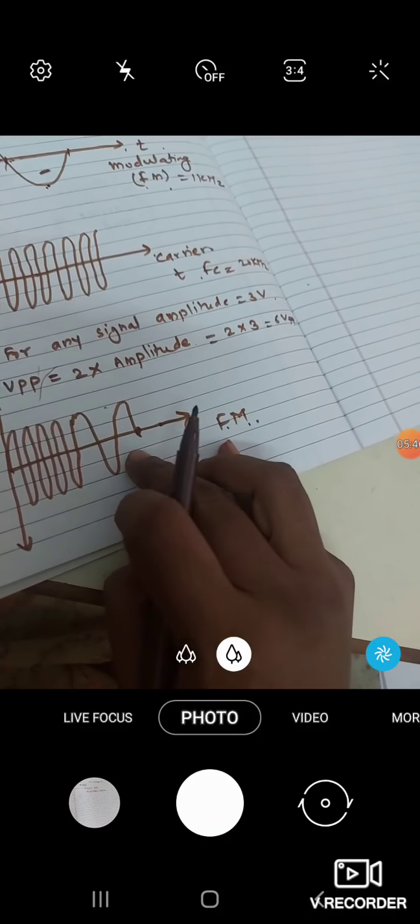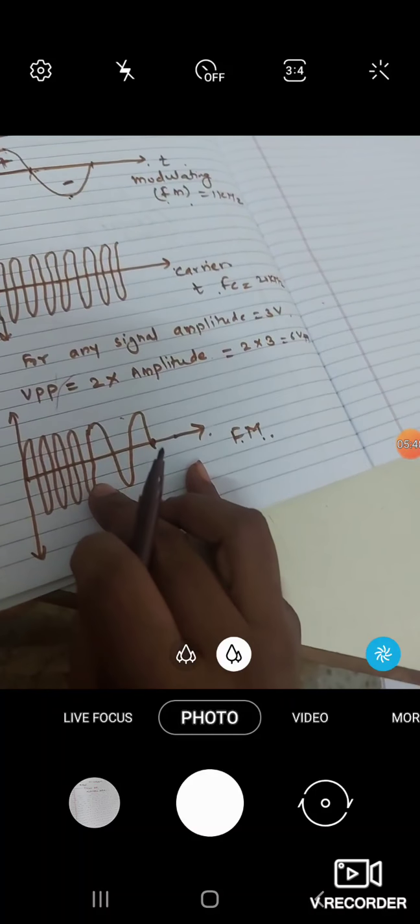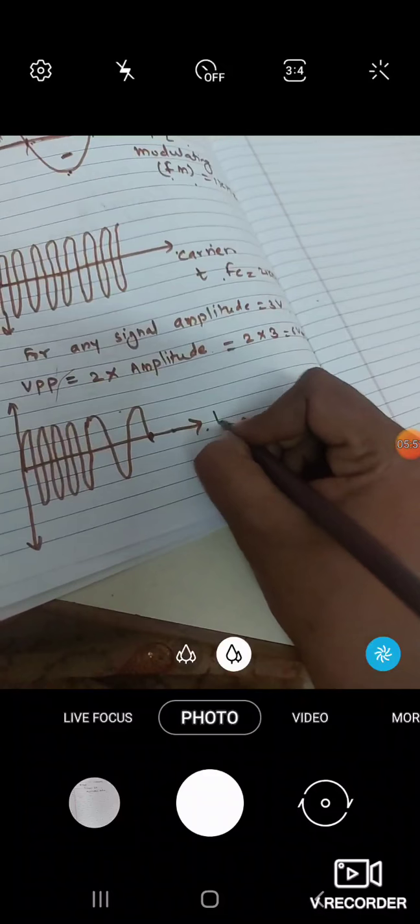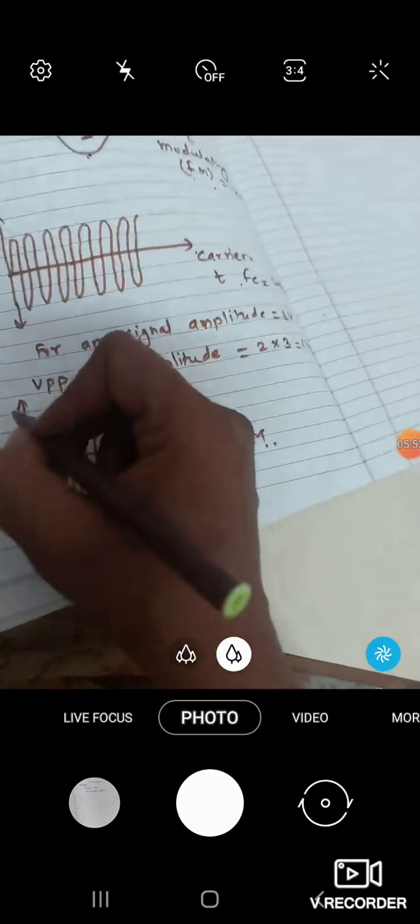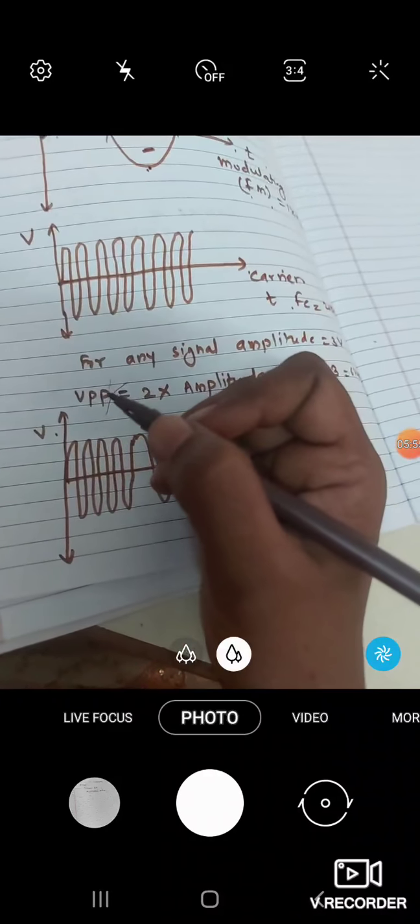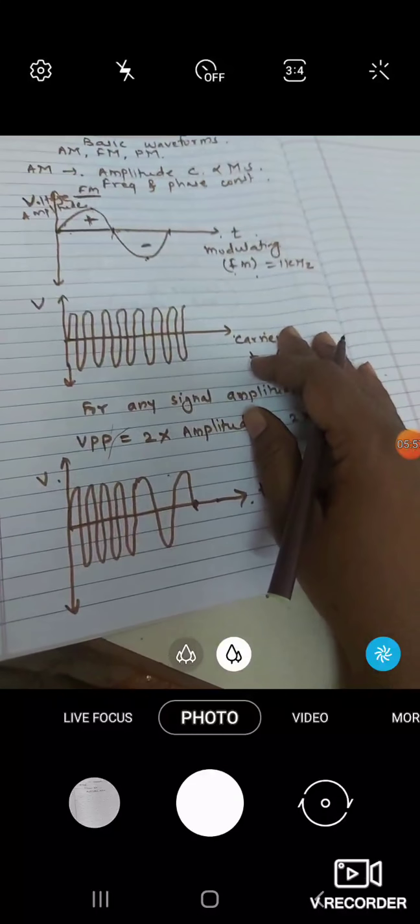So here the frequency is less and here the frequency is more. So again here it will be T on the x-axis and here it will be voltage on the y-axis. That is the concept of FM.